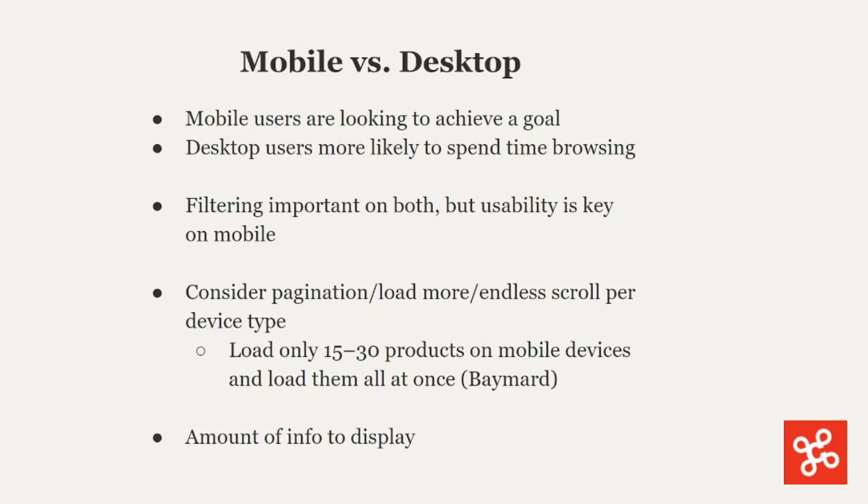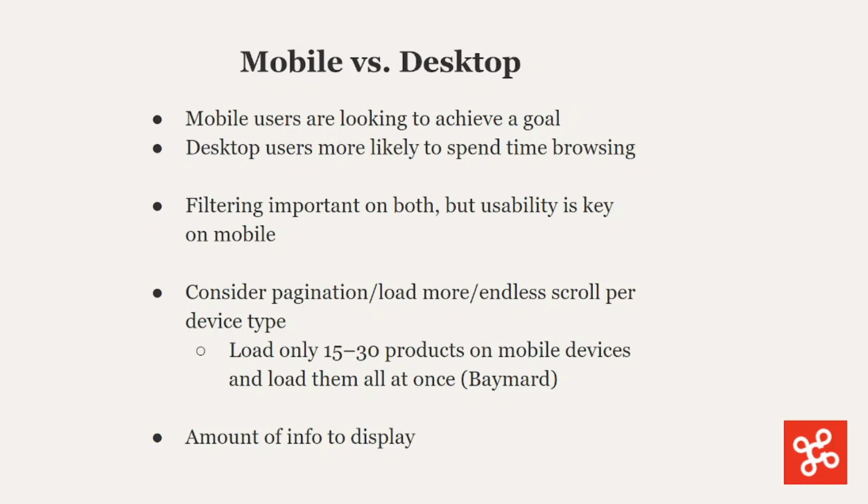You also need to consider pagination. So when you're showing items on the collection page, do you want to have different pages? Do you want to have a load more button? Do you want to have an endless scroll? You need to consider this per device type, and also the impact on loading times. Baymard suggests on mobile to load only 15 to 30 products and to load them all at once. So this is something you could test out on your site.